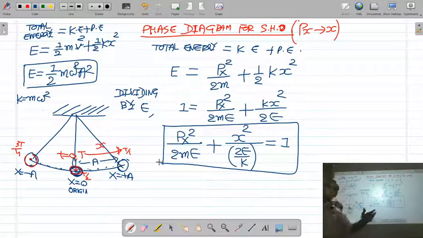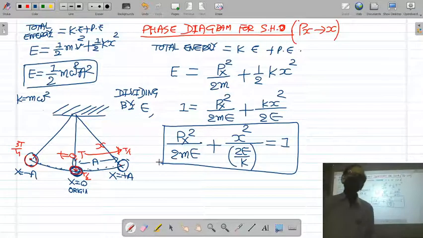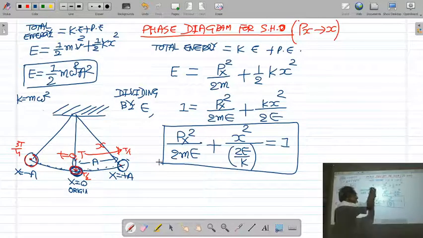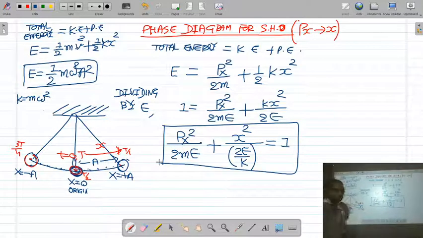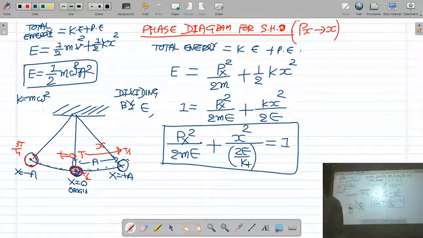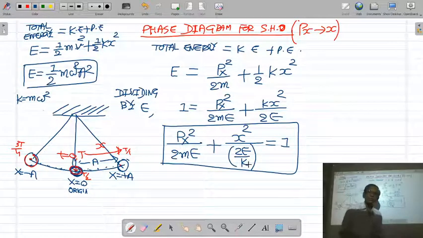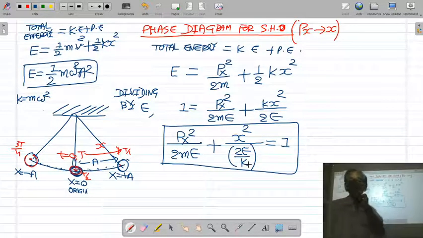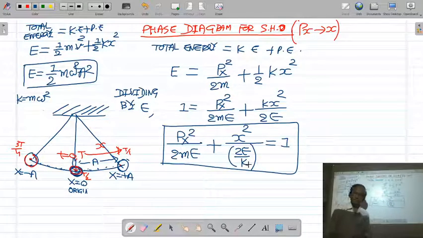From the equation of total energy of the oscillator, we get this equation, and dividing it by E, we get px square upon 2mE plus x square upon 2E by k is equal to 1. This equation is not identical to the equation of a circle. What is the equation of a circle? x square plus y square is equal to r square. So our equation is not like the equation of a circle.